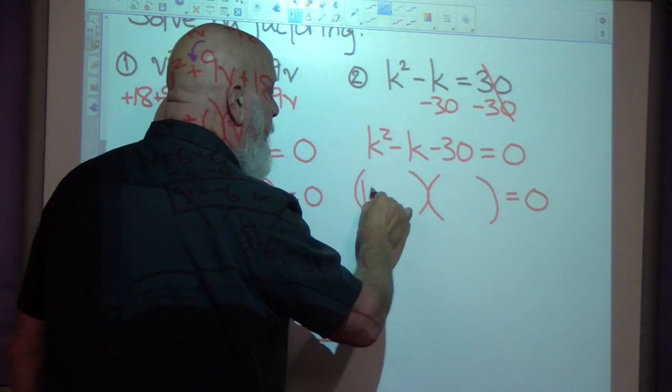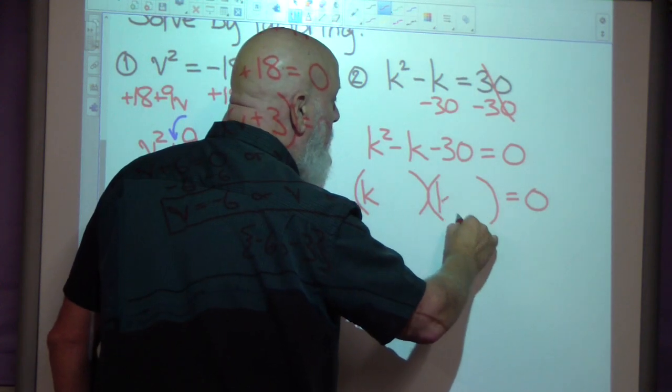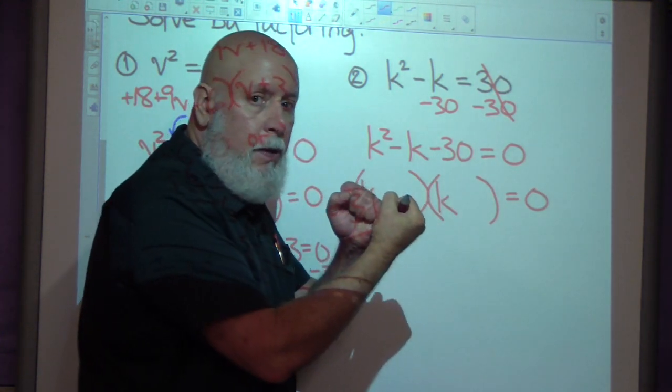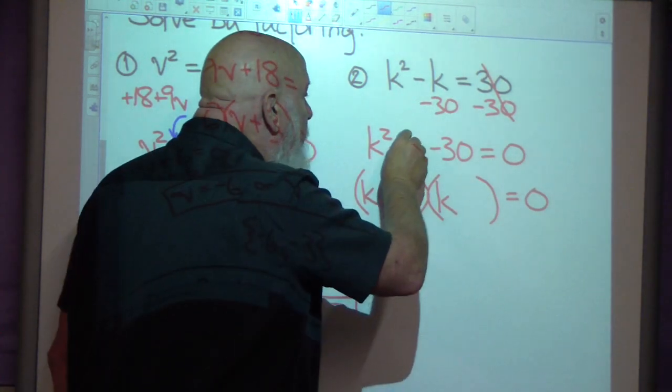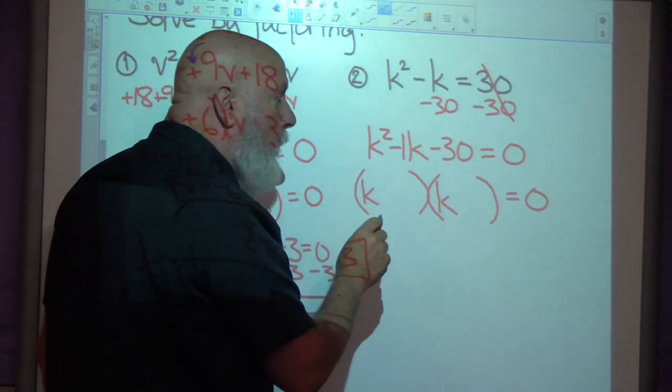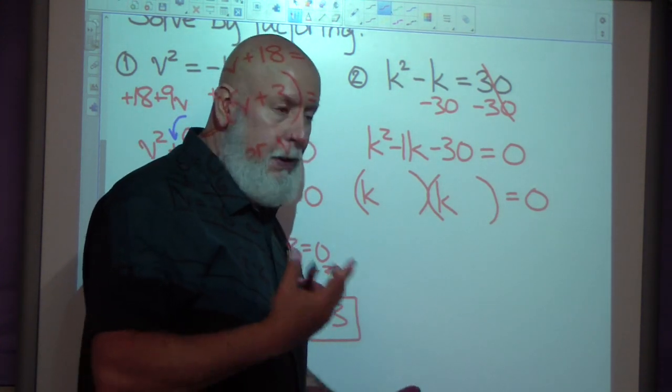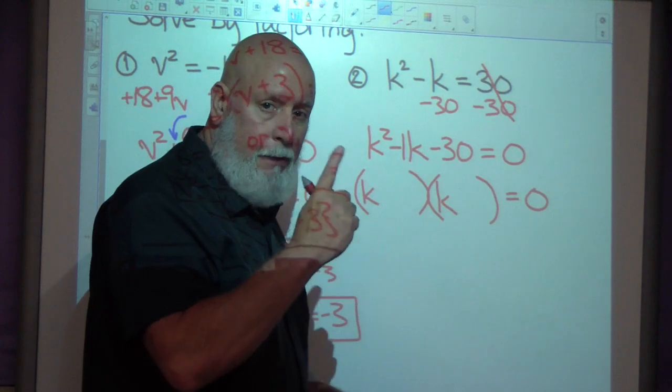Square root of this one, here and here. The factors of 30, that's numbers that will multiply together to give me 30, and those same numbers will add up to 1. There's an implied 1 right there. Okay? And those numbers would be 5 and 6. 5 times 6 is 30. 6 minus 5 is 1.